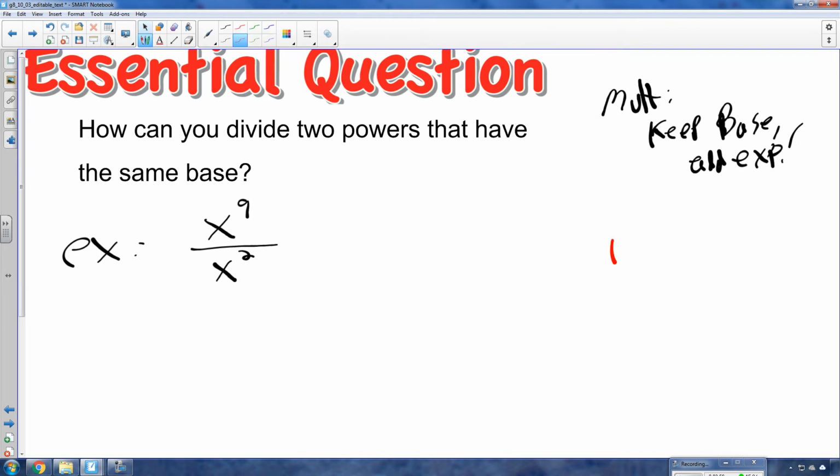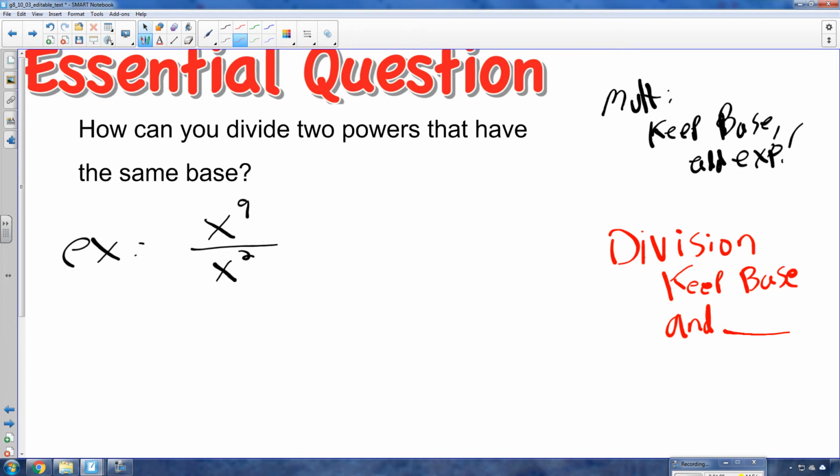Just think about that for a second. Division would be keep the base, and think about that for a minute, okay? I don't want to give the answer right now, actually, because I want you to think about it, and I want you to learn about it a little bit on your own.